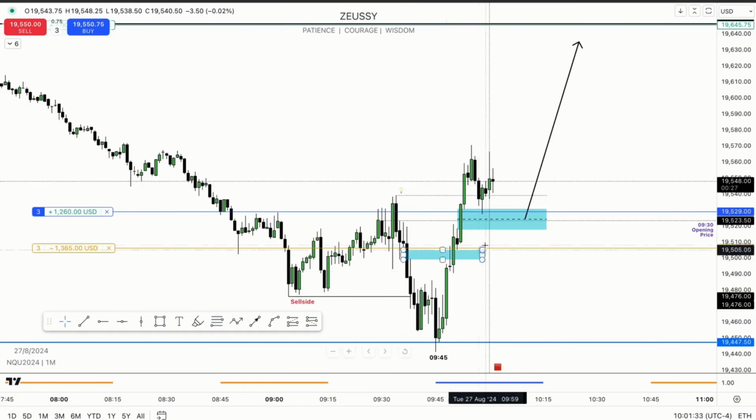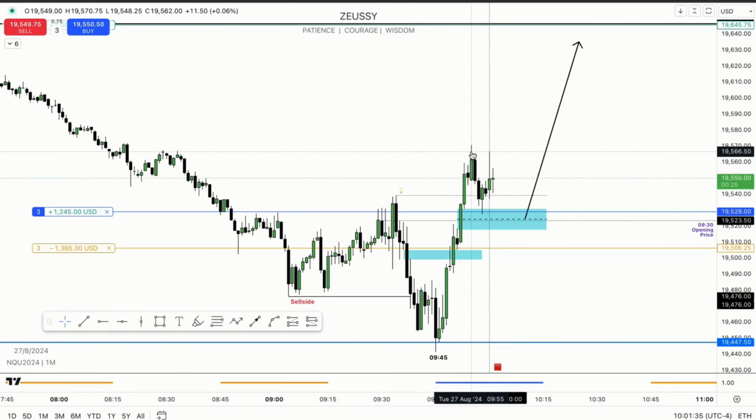Now, what's interesting to note is that ES already took out this high, the 955 high, whilst Nasdaq did not yet. The moment that Nasdaq does take out that high in ES as well, I anticipate the markets to really begin to spool towards the upside. So that's what I'm monitoring now.